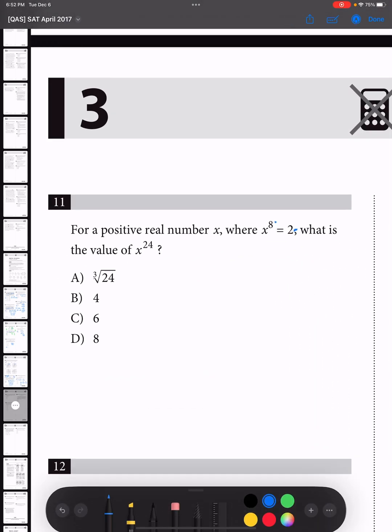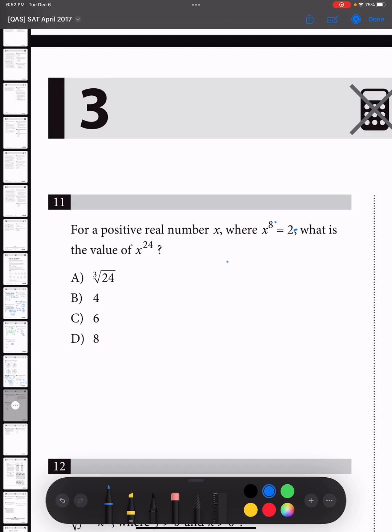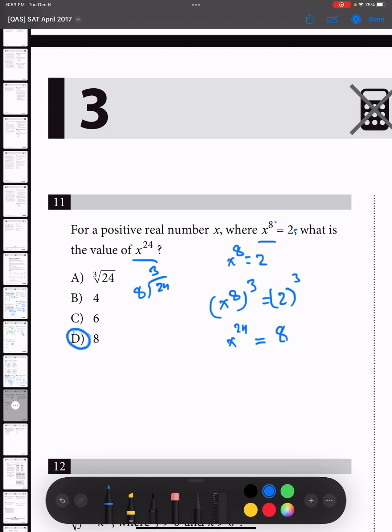Number 11. For a positive real number x where x to the power 8 is equal to 2, what is the value of x to the power 24? So we are given this and we need to find this. I can see here that 24 is divisible by 8. And so 24 divided by 8 is equal to 3. So I'm going to put this in parentheses and put the power 3. That'll give us x to the power of 24 is equal to 2 to the power of 3, which is 8. Which means that D is our answer.